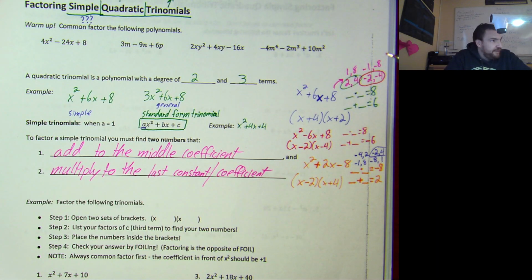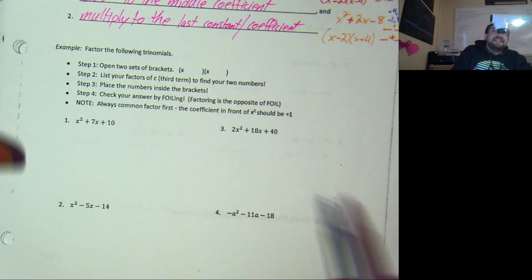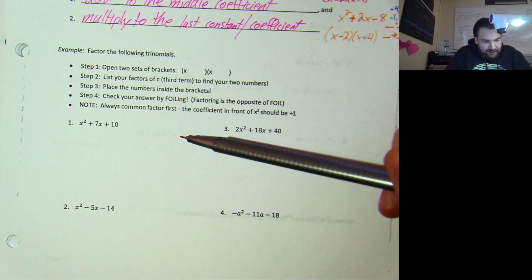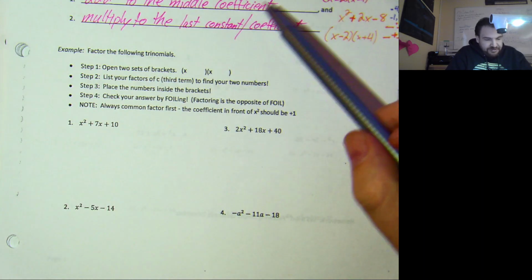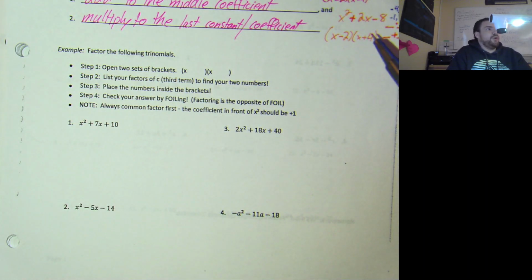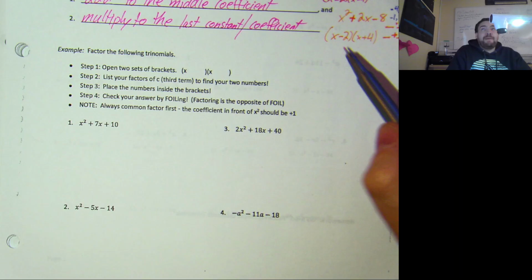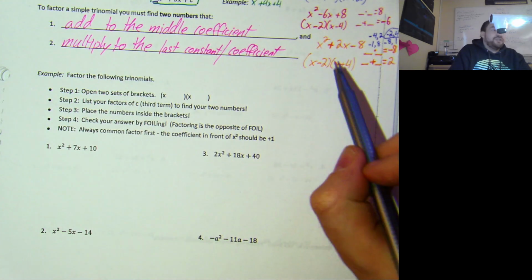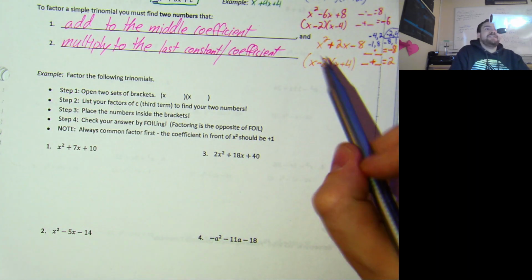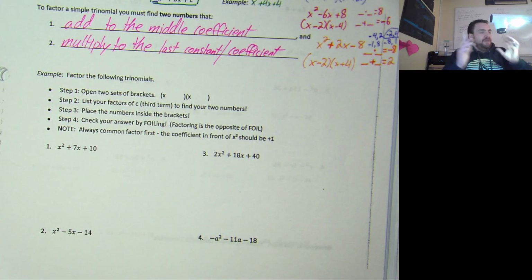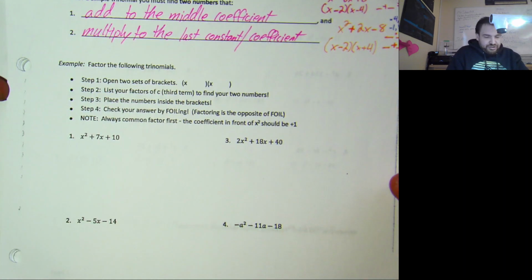Are we cool with what we've done here? Okay, so this list here is just what we've done already. We're going to find the two numbers, we're going to recognize that those two numbers must satisfy two binomials that look like this. We set down our brackets, fill them up, and we can check by multiplying.